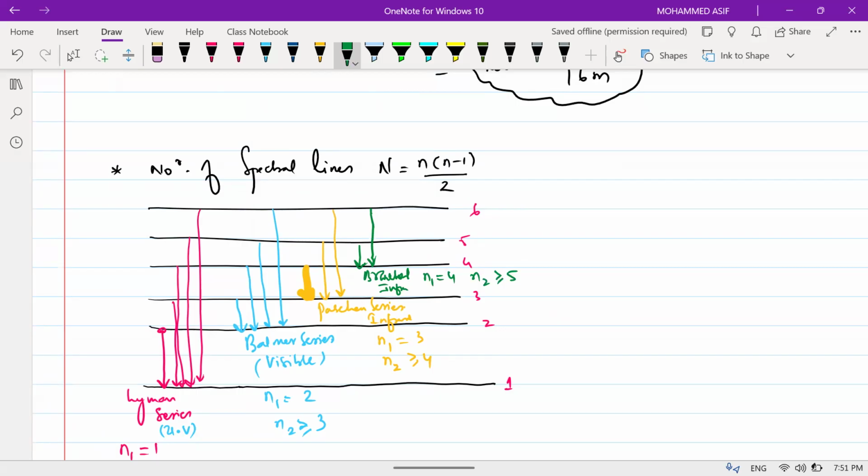Then what is the next one, beta? 6 to 5 and going on like that higher. What series will this be? Pfund series. The Pfund series also lies in which region? Infrared region. For this one, the n1 value is 5 and n2 will be greater than or equal to 6. Clear?